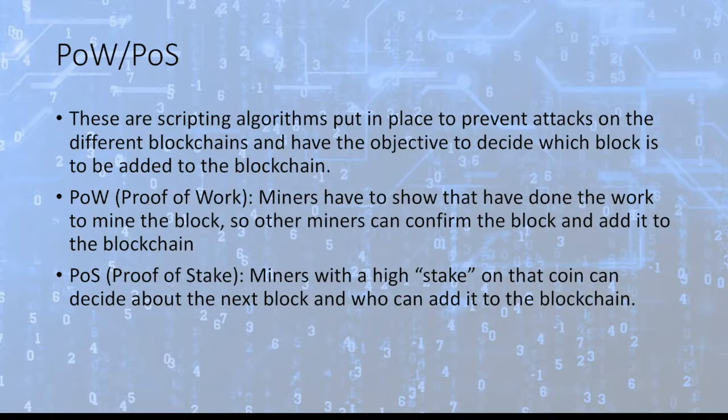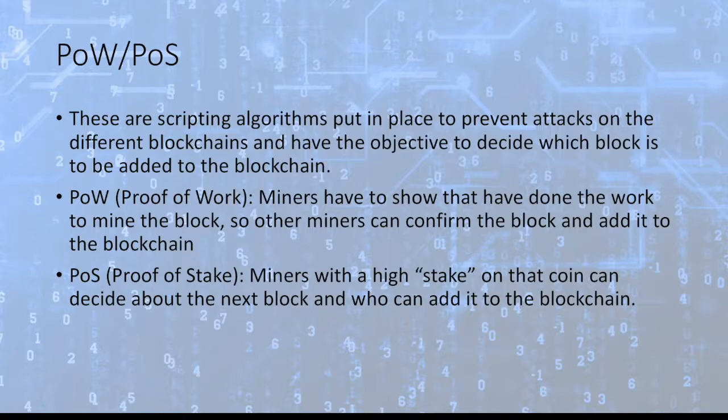As we were talking about Bitcoin, it uses proof of work, and miners have to show that they have done the work to mine the block, meaning that they have to show they have done the work to verify transactions and figure out that block's hash rate. This will be talked about in another video, but computers are solving difficult mathematical problems to figure out what the new block is. And once the first miner does that, all the other miners have to verify that, and then it gets added to the blockchain. This is proof of work.